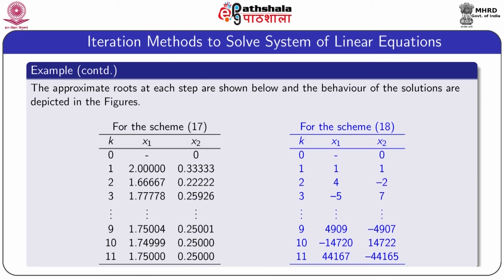But the second iteration scheme, that means the iteration scheme of equation 18, diverges. Note that in the first, second, third iteration values and so on, the values of x1 and x2 gradually increase, and it is very interesting to see that the 10th iterated value of the variable x1 is minus 14,720, whereas in the 11th iteration this value becomes 44,167, and similarly the 10th iterated value of the variable x2 is 14,722, but in the next iteration it goes to minus 44,165. So, we see that the second iteration scheme gradually diverges.